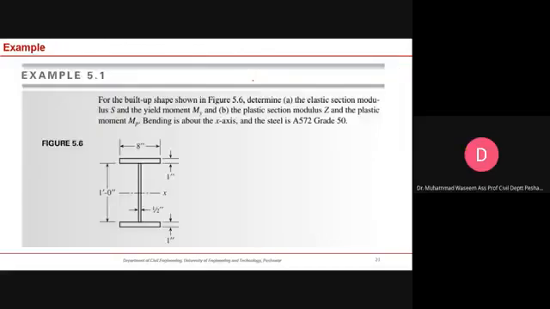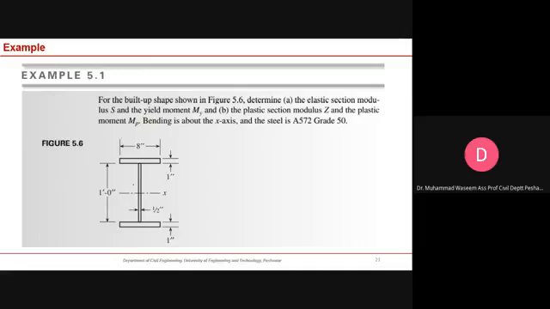So now there is an example from the Segui book, okay? These lecture slides are actually of a professor, so we are just using his slides. These are not our slides actually, okay?